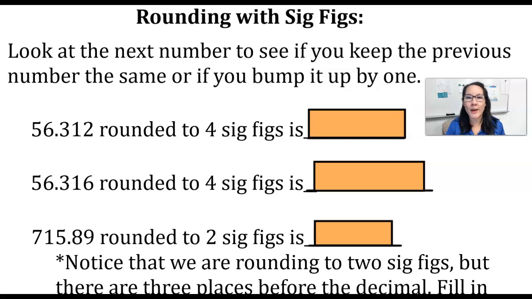Let's look at how to round with significant figures. So you look at the next number to see if you keep the previous number the same or if you bump it up by 1.